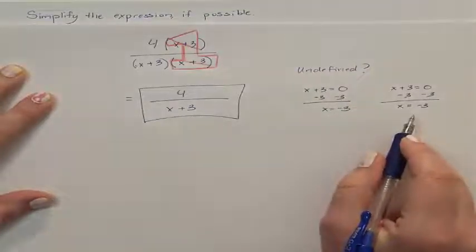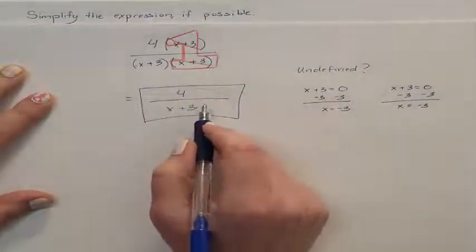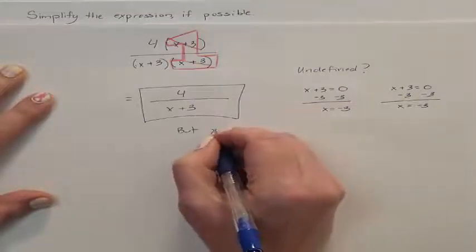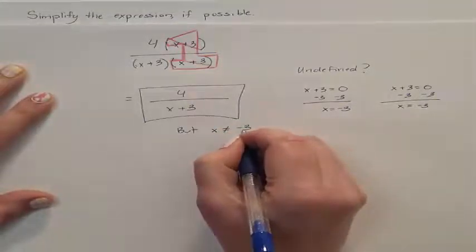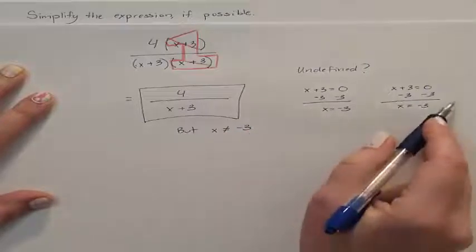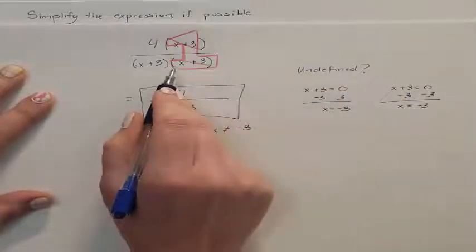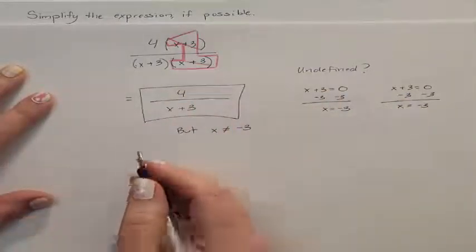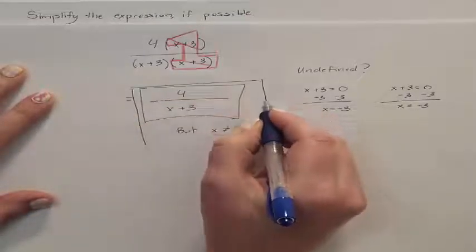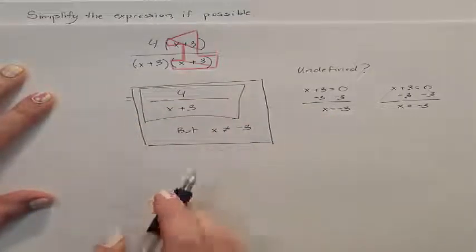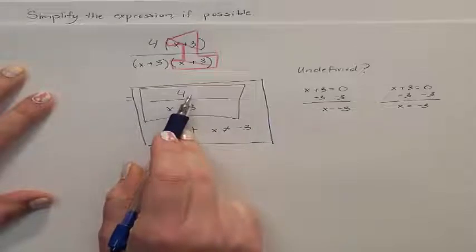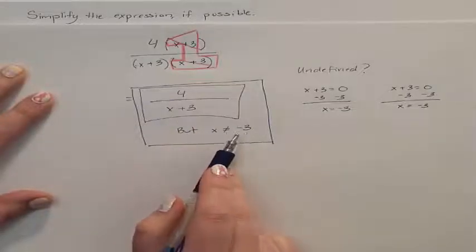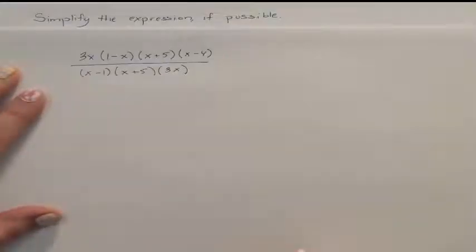I see that they're the same. So this guy is our answer, but we have to say that x cannot be -3, because if x was -3, according to this over here, our fraction is then undefined and we're wrong. So this entire answer right here is actually what you want. This is your simplified fraction, but x cannot be -3. So we're going to practice a little bit more.